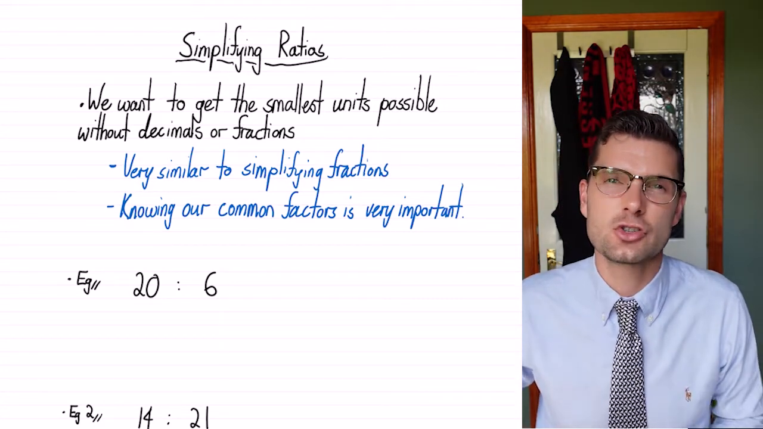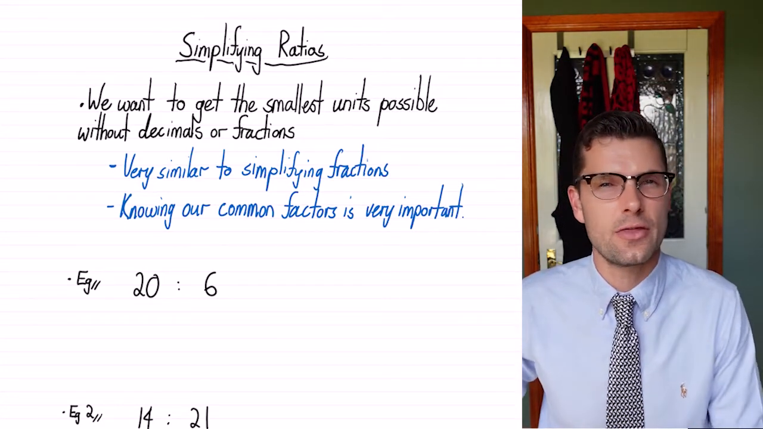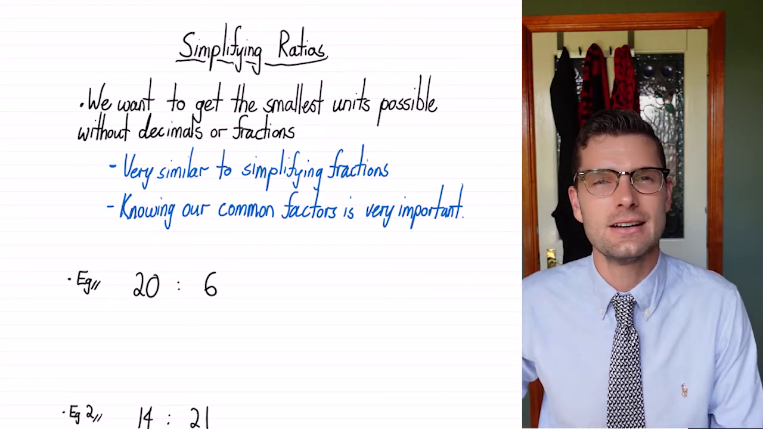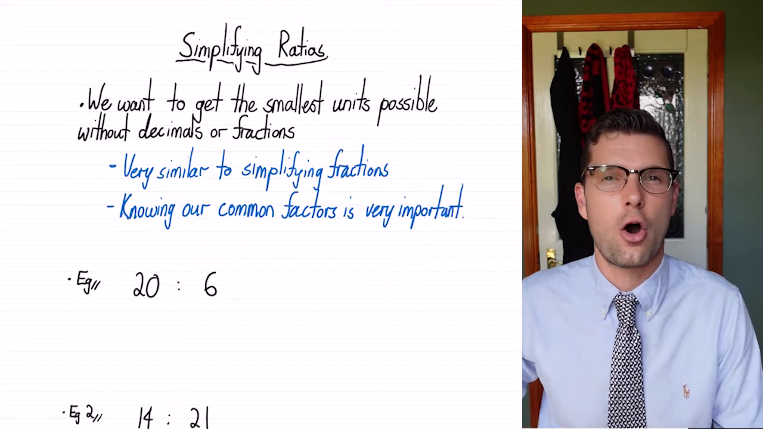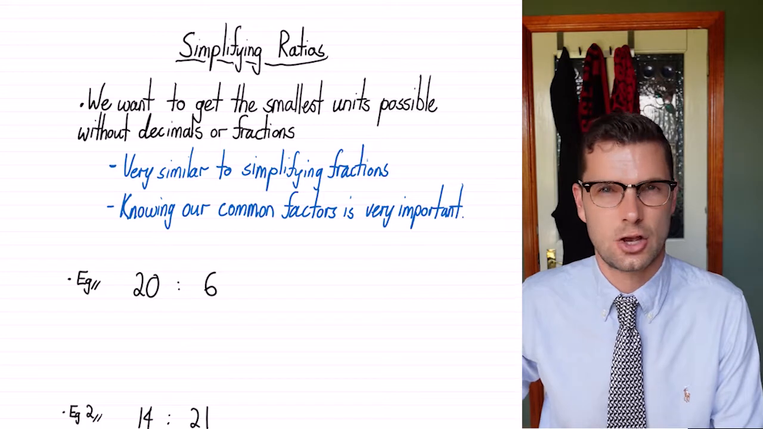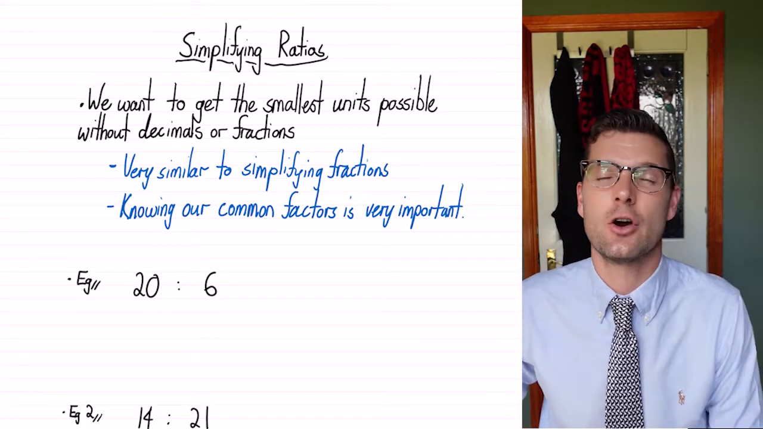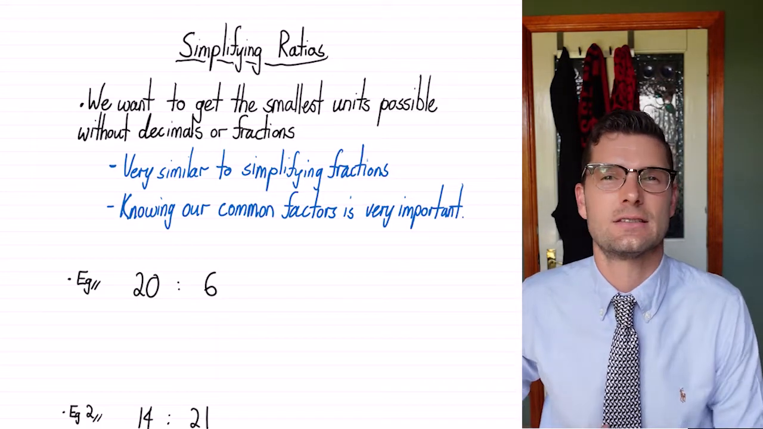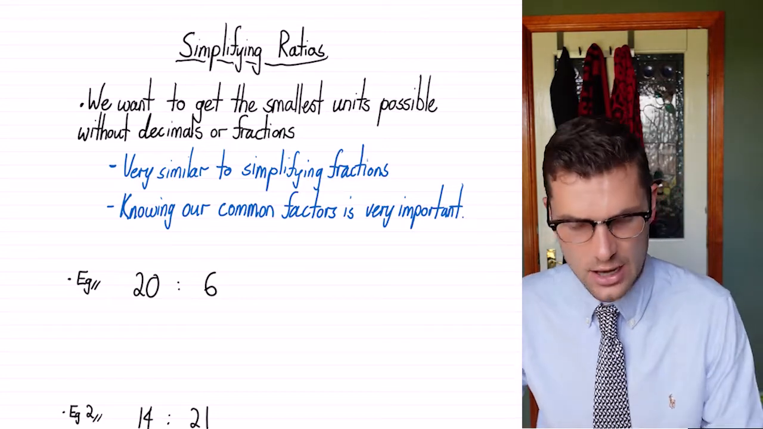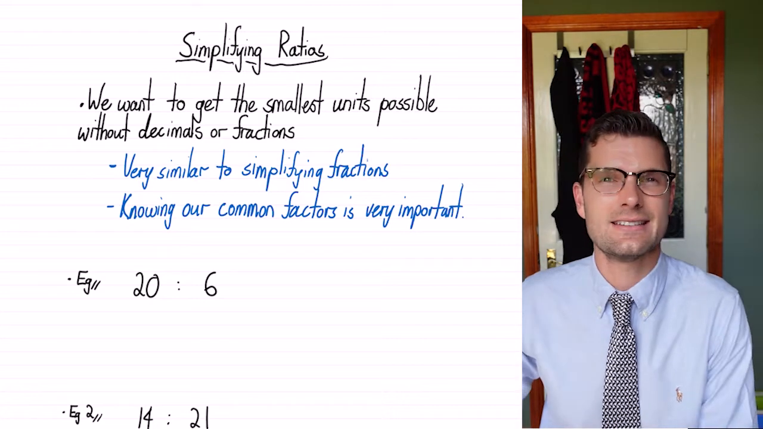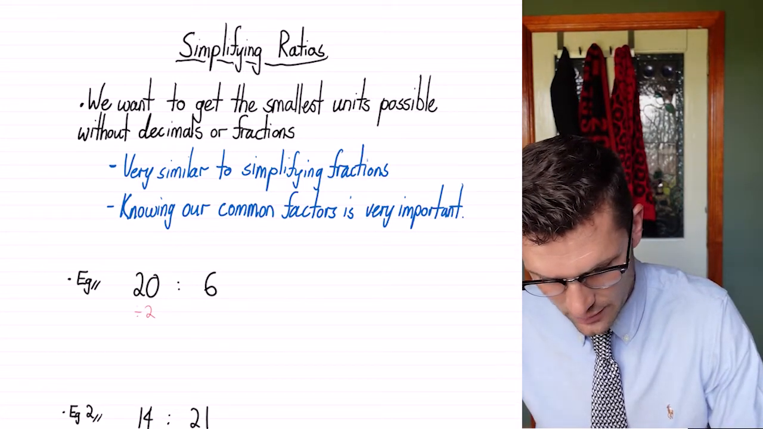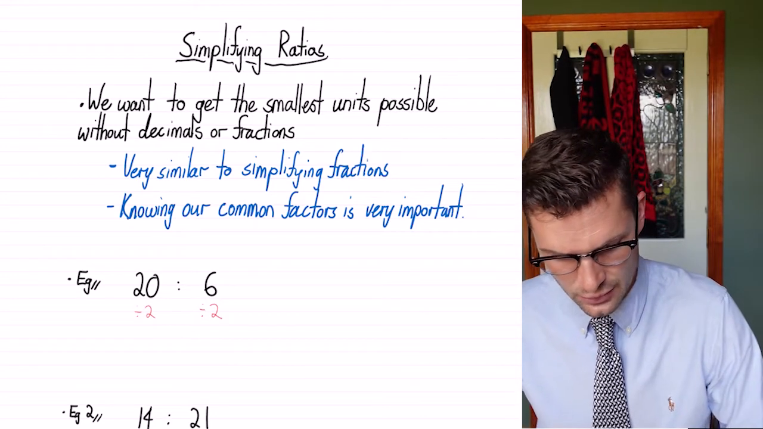So if we've got 20 to 6, it doesn't matter which side the big number's on, okay? We just have to find a common factor and divide it on both sides. So for this one, I know that 2 is a common factor. Remember that anytime we've got two even numbers, if you're not sure if there's a higher common factor, you can divide by 2 and work from there. So in this example, I know that the highest common factor of 20 and 6 is 2. So I divide this side by 2 and divide this side by 2.